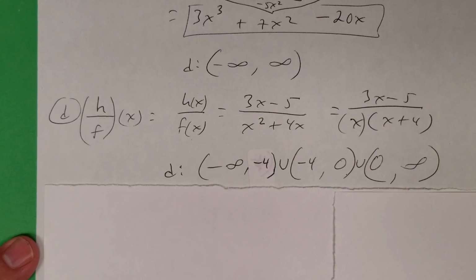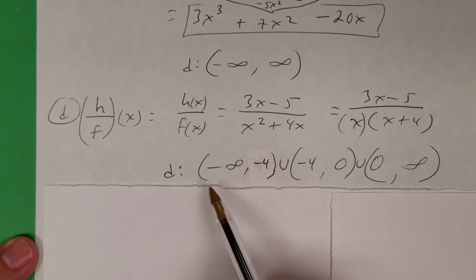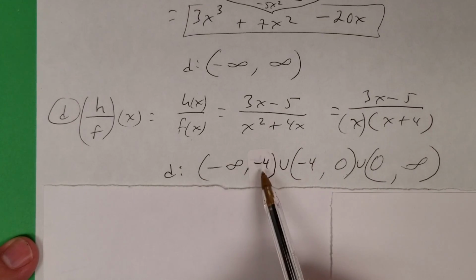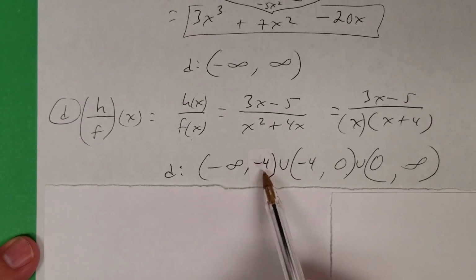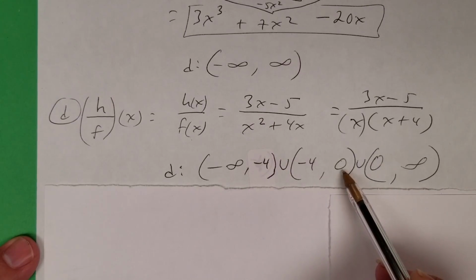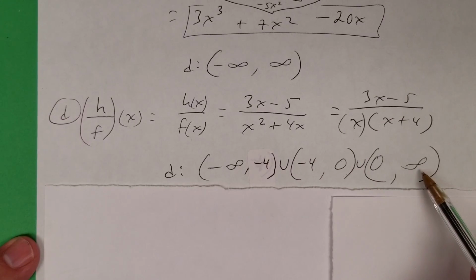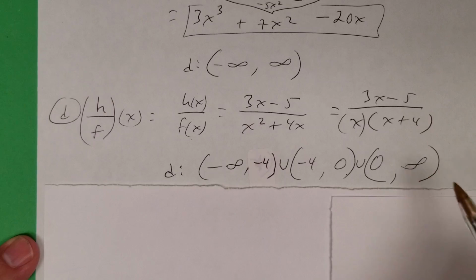Whoa, what the heck is this? Well, this is one way of writing it. So everything from negative infinity to negative 4 is good, but not including negative 4. Union together with negative 4 to 0, but not including 0, not including negative 4. And then from 0 to infinity. That's good too.